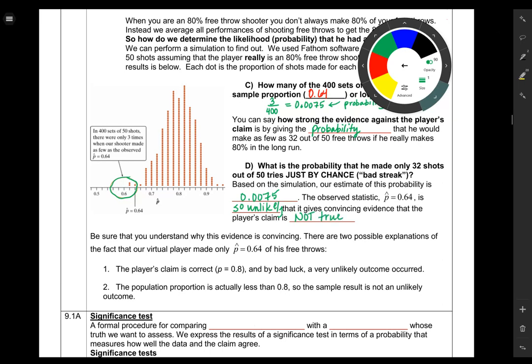Be sure that you understand why this evidence is convincing. There are 2 possible explanations of the fact that our virtual player made only 0.64 of his free throws. 1, the player's claim is correct, so the true proportion is 0.8, and by bad luck, a very unlikely outcome occurred. Or 2, the population proportion is actually less than 0.8, so the sample result is not an unlikely outcome. And 2 is probably more plausible to believe.